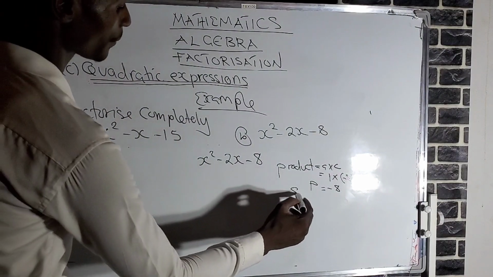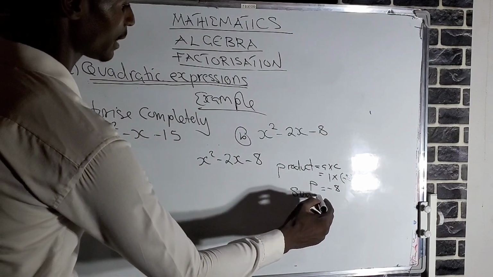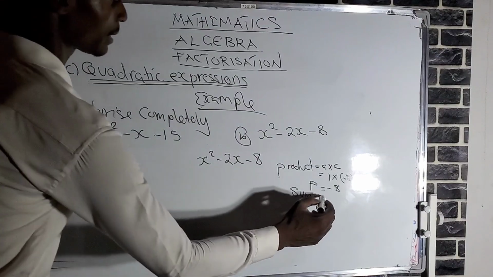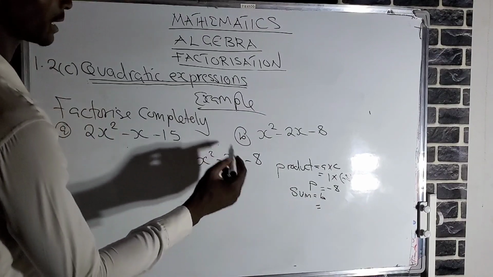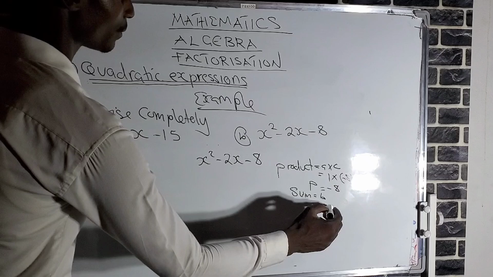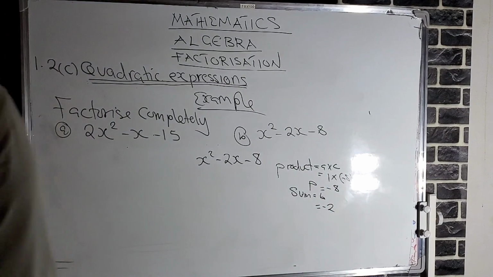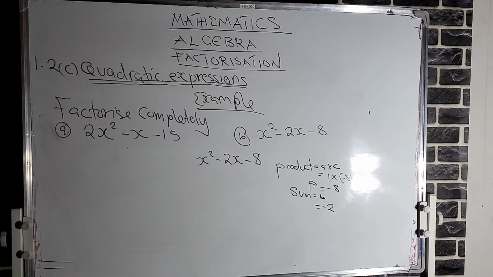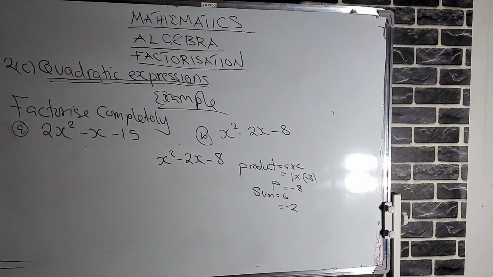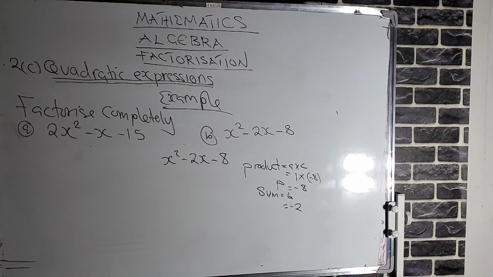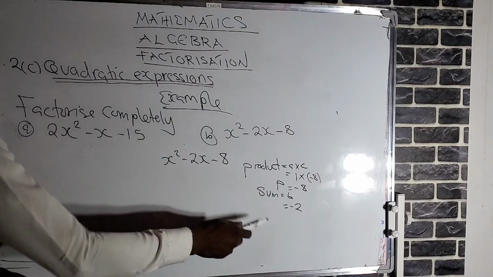And the sum is always B, right? And what is B? Sum is B, and B is negative 2. Are we together? Okay, negative 2. So we need to find the factors of 8. Two factors of 8. When you multiply them, it should give you negative 8, and when you add them, it should give us negative 2.